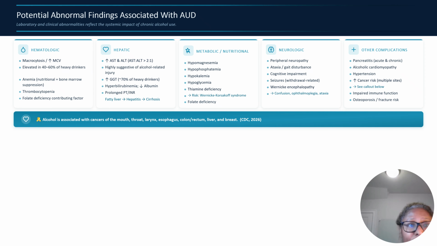As far as potential abnormal findings, there are hematological, so just a few that would fall under that would be anemia, thrombocytopenia would be another one. Macrocytosis would be elevated in the event there was a heavy drinker. Hepatic labs, so those could potentially be abnormal, metabolic and nutritional, and these just go over the items that you would find under those areas. Neurological, and these give a few of the items that you might see, and then just a few other complications.